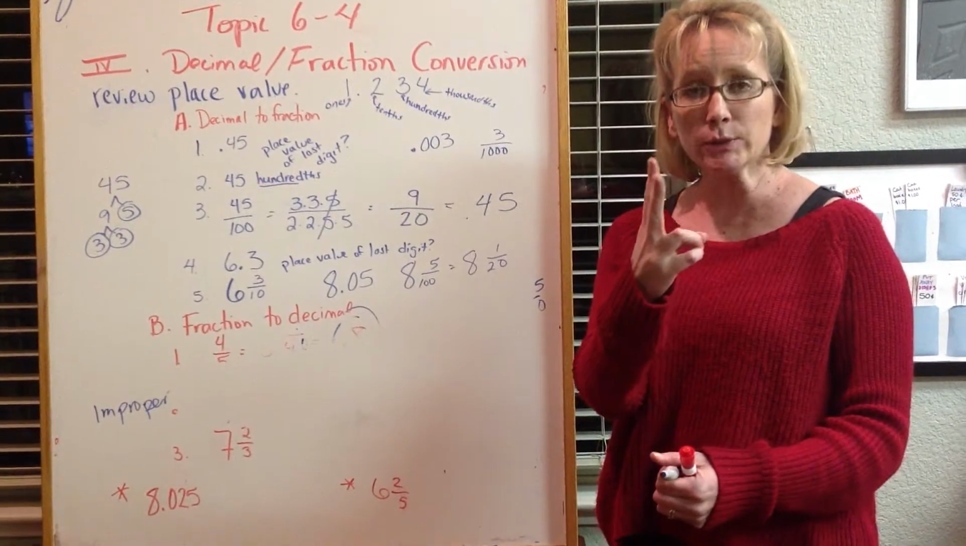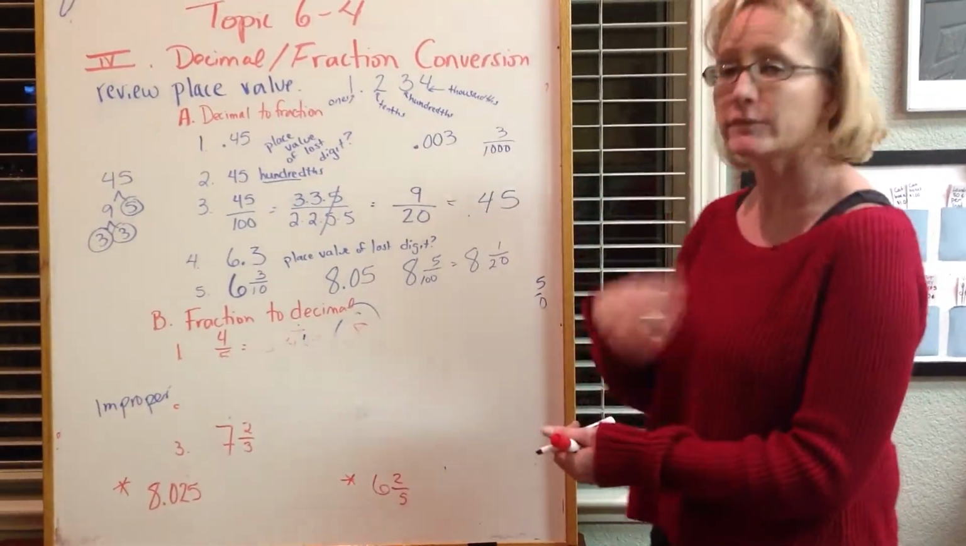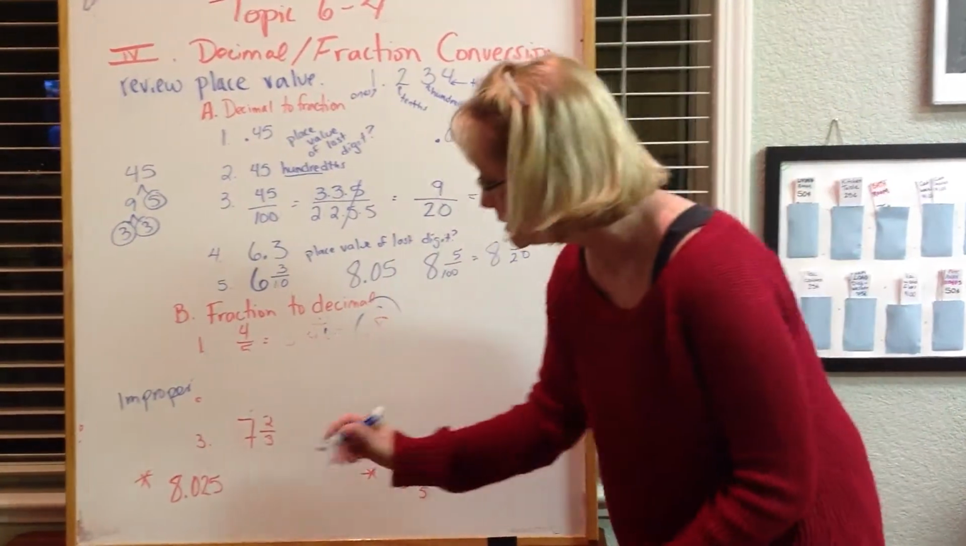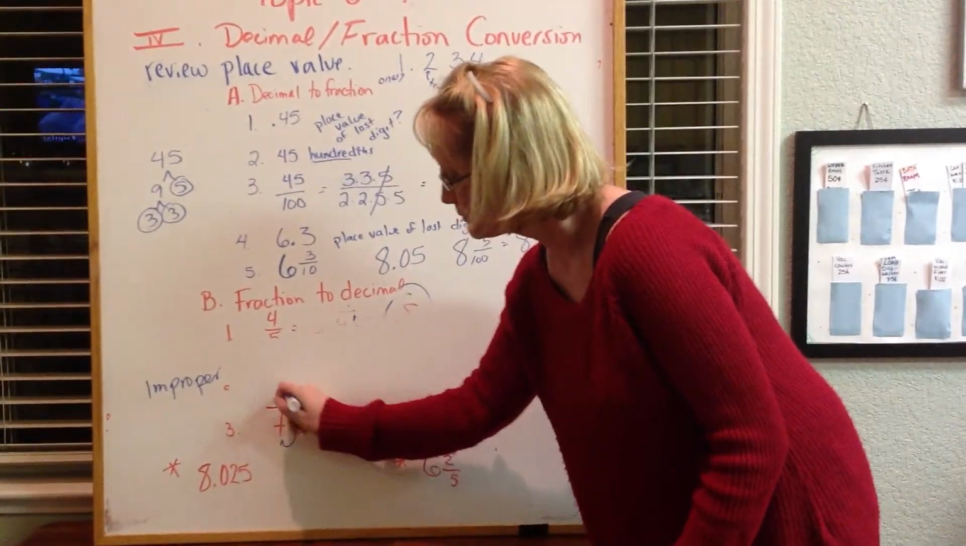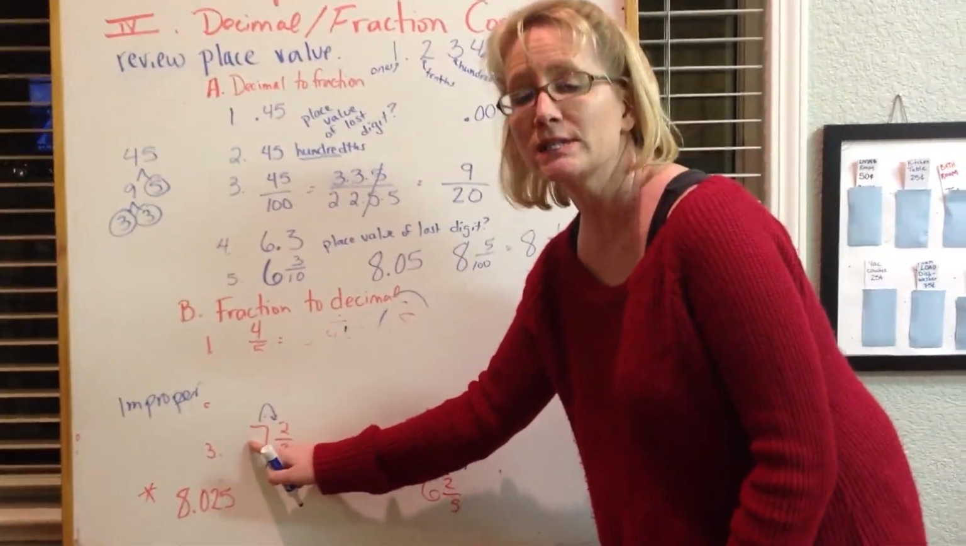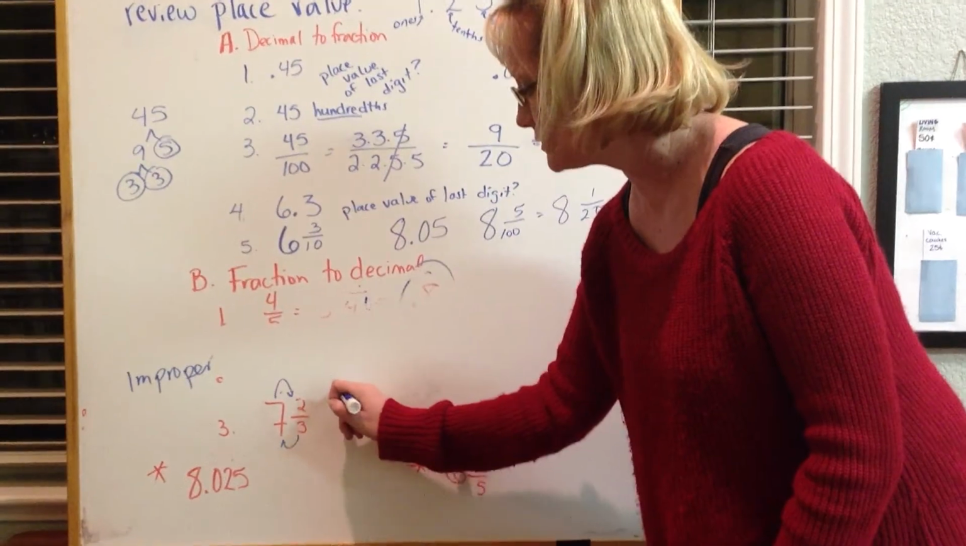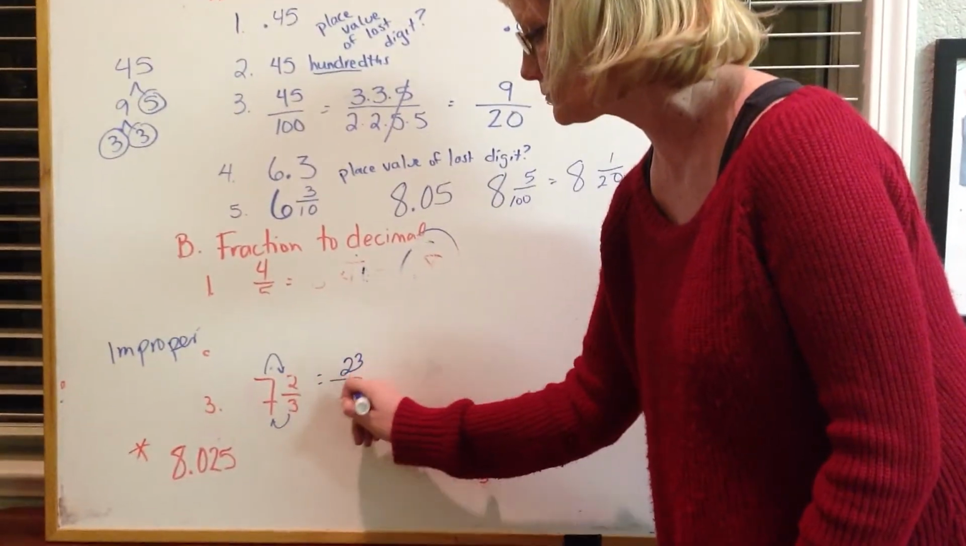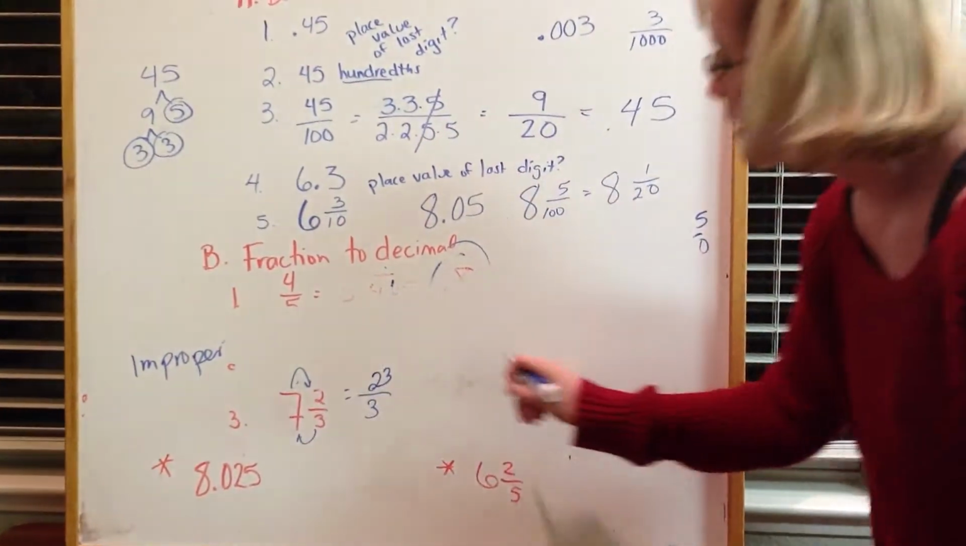There's 2 ways I can do it, so I'm going to solve it 2 different ways. First, I'm going to turn it into an improper fraction. I'm going to do my little loop-de-loop. 3 times 7 is 21, plus 2 is 23, so we have 23/3. So I'm going to divide that.